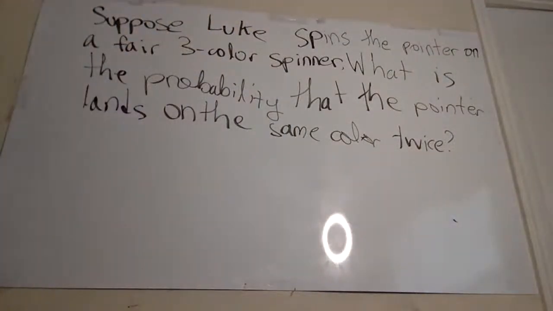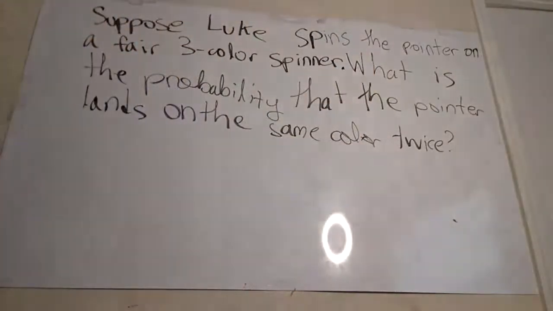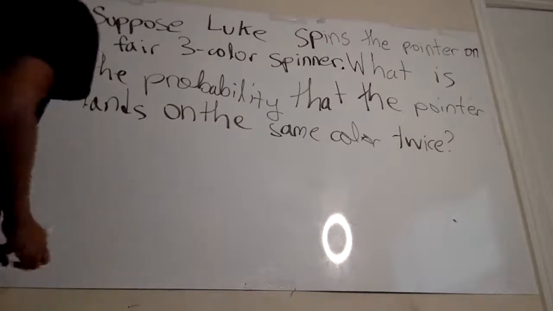So like I said, this question states that suppose Luke spins the pointer on a fair 3-color spinner. What is the probability that the pointer lands on the same color twice? And this, like all my problems, is a MATHCOUNTS problem. But let's go ahead and get right into the problem.